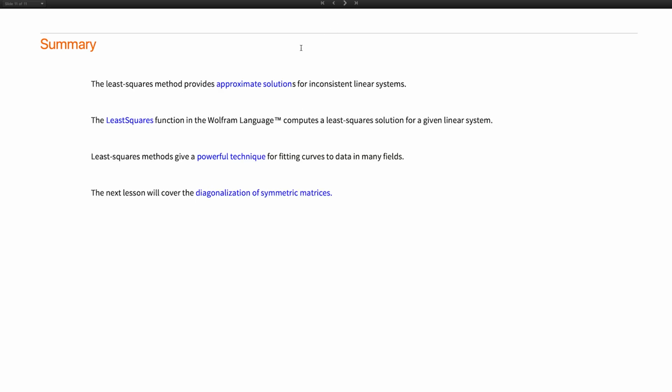Okay, so that's the end of this lesson, and the main point is that the least squares method provides approximate solutions for inconsistent linear systems. And we have a nice function called LeastSquares in the Wolfram Language, which will do this automatically for you. And of course, the main point for applications is that they give a powerful technique for fitting curves to data in many fields. So least squares methods are a wonderful way to fit curves in the real world.